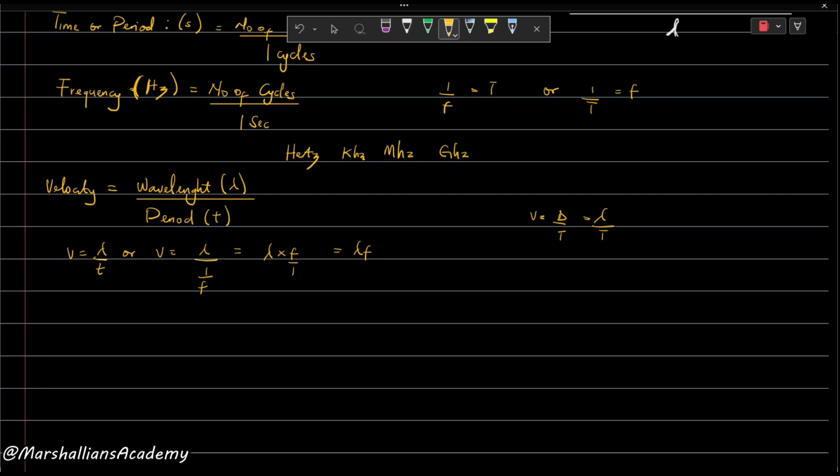So simply put, we could say V is equals to lambda over T or lambda F. These two, you have to remember this relationship very well, because you'll be using it later on when you are working on waves. I would advise you just write this relationship down. V is equals to lambda over T or lambda F, and T is equals to 1 over F, or F is equals to what? 1 over T.